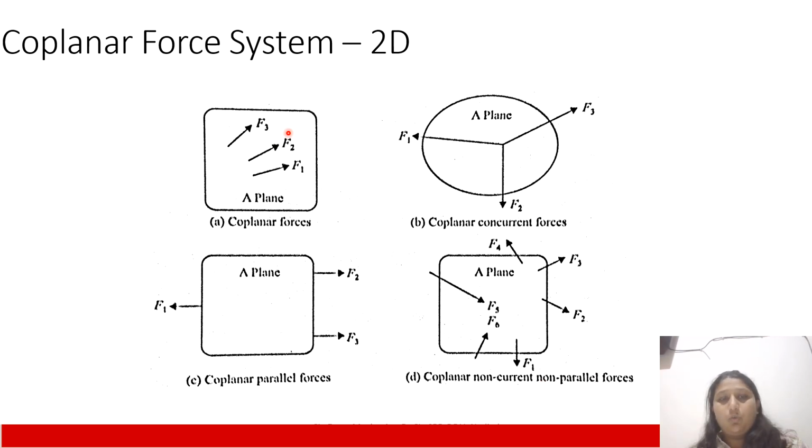I'll repeat: coplanar forces are those which are on one plane. Coplanar concurrent forces are in one plane and have one common intersection point. Coplanar parallel forces are in one plane, not intersecting and moving parallelly. And coplanar non-concurrent non-parallel forces are in the same plane but neither intersecting nor parallel with each other.